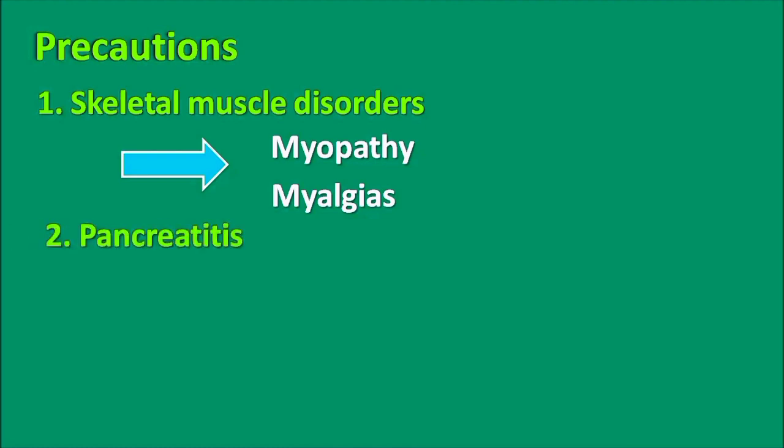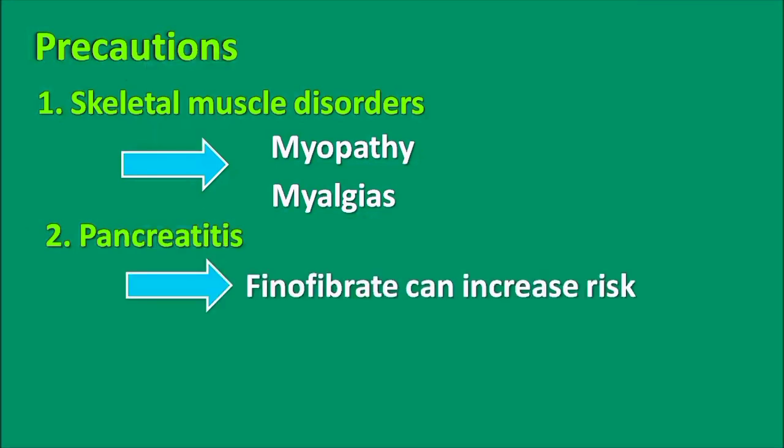Similarly, the second one is pancreatitis. Fenofibrate can increase the risk of pancreatitis because it can produce pancreatitis by increasing the cholesterol levels as well as causing obstruction of the bile. So in any patients who are susceptible to pancreatitis, this drug should be carefully given.